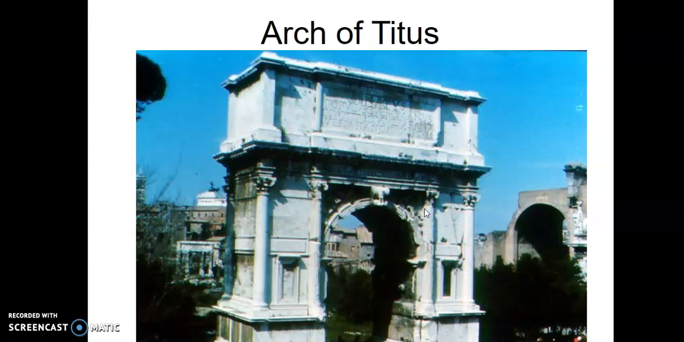An arch. Triumphal arch. The Romans loved their arches. They would build these huge monument arch structures to commemorate great battles, great victories, great emperors, etc. So this is the Arch of Titus. We're going to see arches like this again in neoclassical Europe.